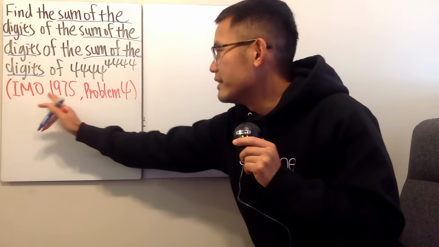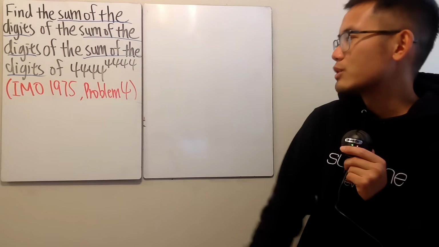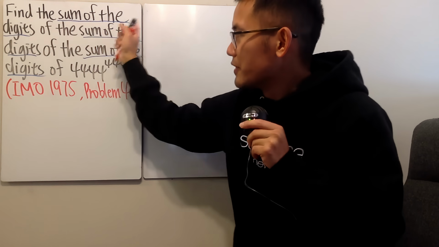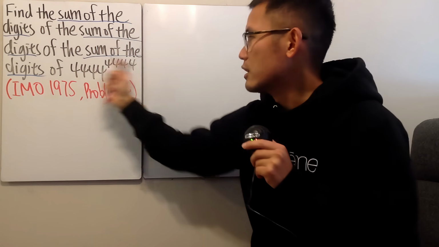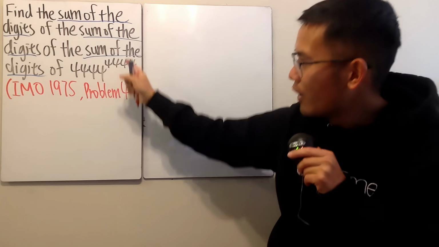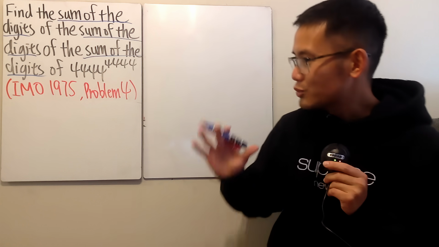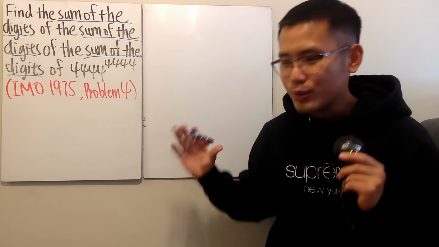This is from the 1975 IMO, and this is question number 4, right? So we are going to find the sum of the digits of the sum of the digits of the sum of the digits of the number 4444 to the 4444 power, right? I'm going to try my best to give you guys all the details.